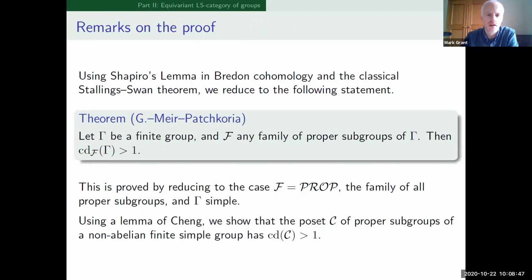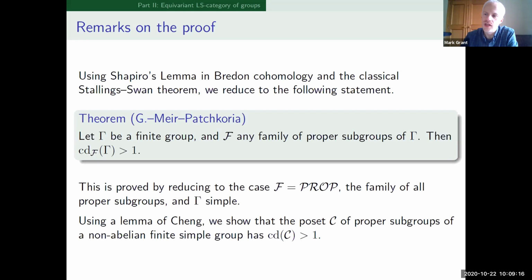So this was not straightforward to prove. We used extensively a version of Shapiro's lemma for Bredon cohomology to reduce to the classical Stallings-Swan result, and the following algebraic statement, which turns out to be kind of the most interesting part. So we all know that the cohomological dimension of a finite group is infinite.